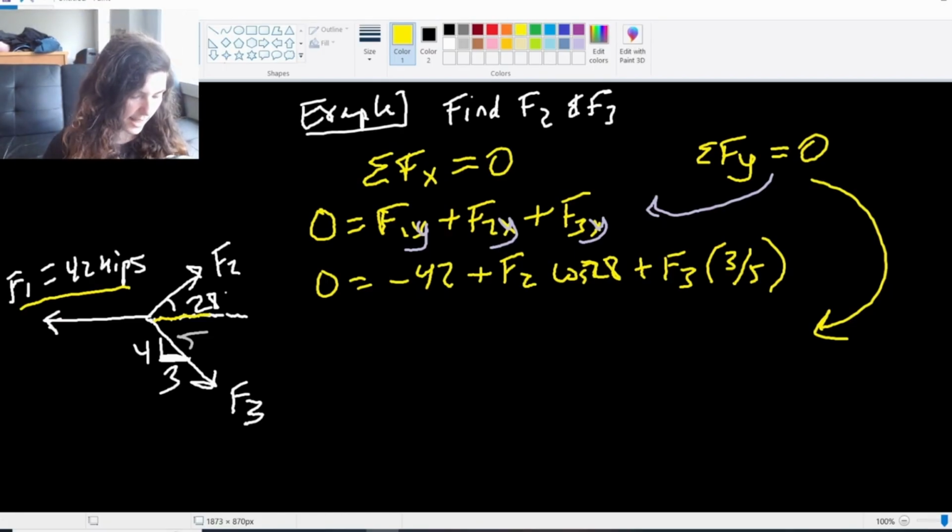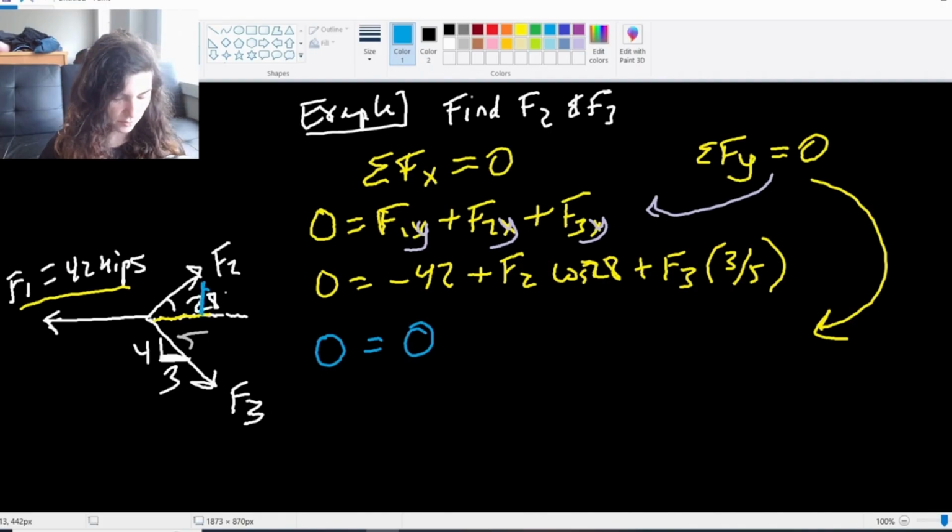Our f1 has no y components, so f1y is going to be 0. And then I'll look at my f2 here. I'm looking for this y component here. It is going to be f2 times the sine of 28. So plus f2 sine 28.